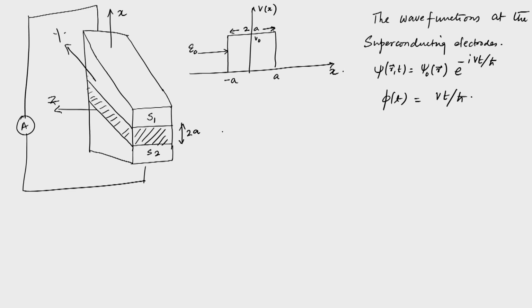So, we can write down the single particle Schrodinger equation as, so, this is equal to i h cross del del t of psi of r, t, that is the time dependent Schrodinger equation.